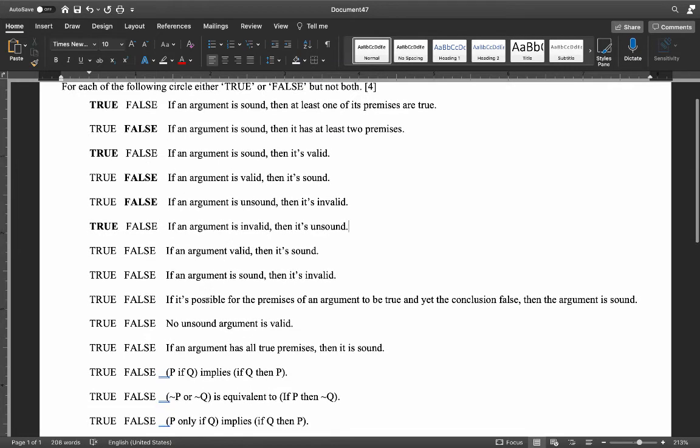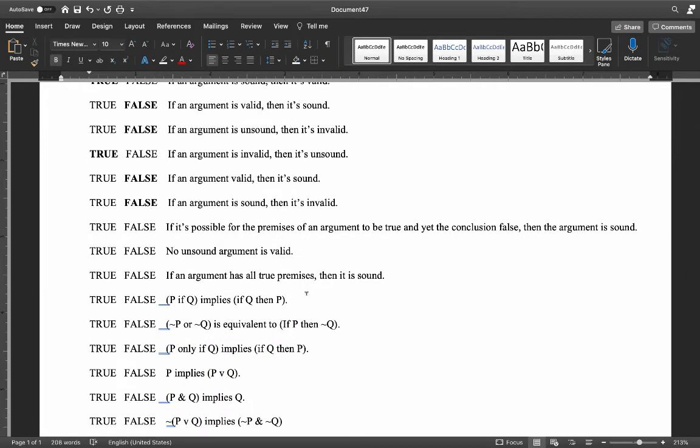Next up, if an argument is valid, then it's sound. That's false, because soundness requires two things, and this statement acts as if it only requires one, right? Soundness requires both validity and true premises, but this statement acts as if it only requires validity. It says if it's valid, it's got to be sound, but that's not right, because it could be valid, have false premises, and therefore be unsound. Next, if an argument is sound, then it's invalid. Well, that's pretty obviously false, because if it's sound, it's got to be valid.